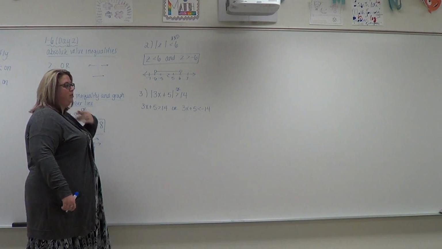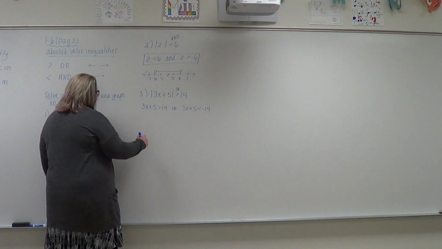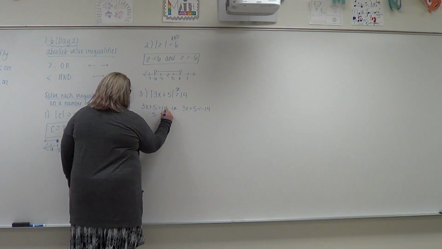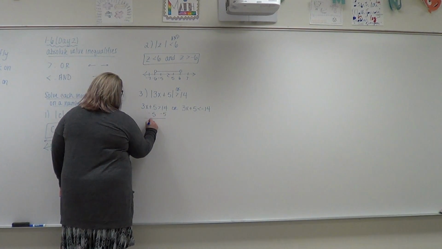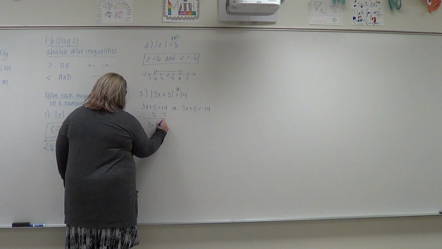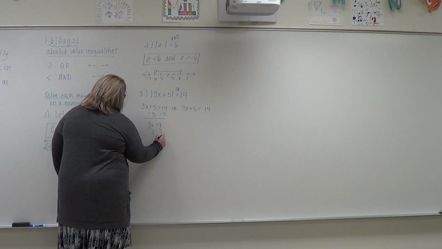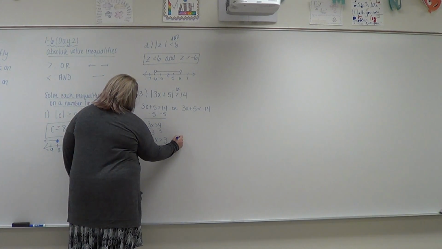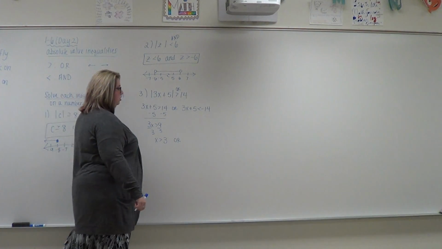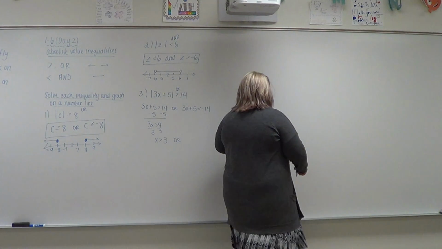Okay, now both of these we have to solve for x because they're not solved yet. So I would subtract 5. So I have 3x is greater than 9, divided by 3. So x is greater than 3. Or, okay, now I go solve the other one.